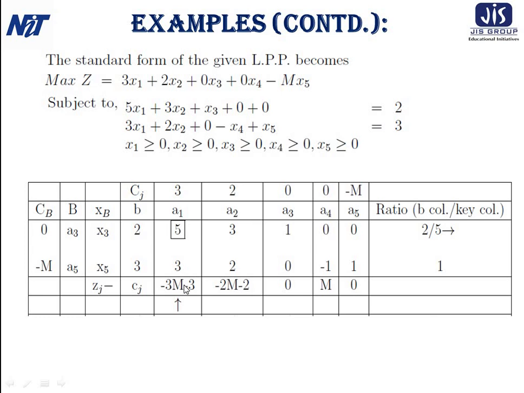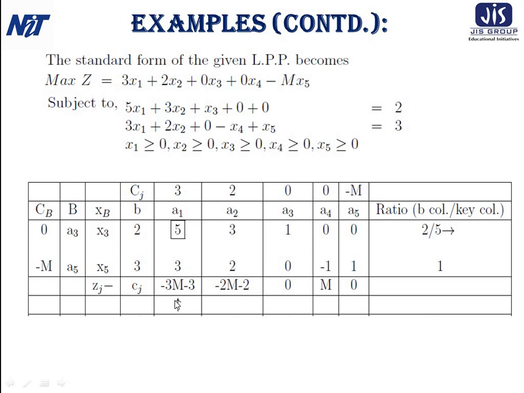Now we have to find the ratio, b column divided by key column. So 2 by 5, and 3 by 3, that is 1. Now we have to find the minimum ratio. What is the minimum ratio? 2 by 5. So give an arrow mark outward from the table. This arrow mark indicates that the corresponding variable, that is x3, because here the variable is x3, will leave the table.